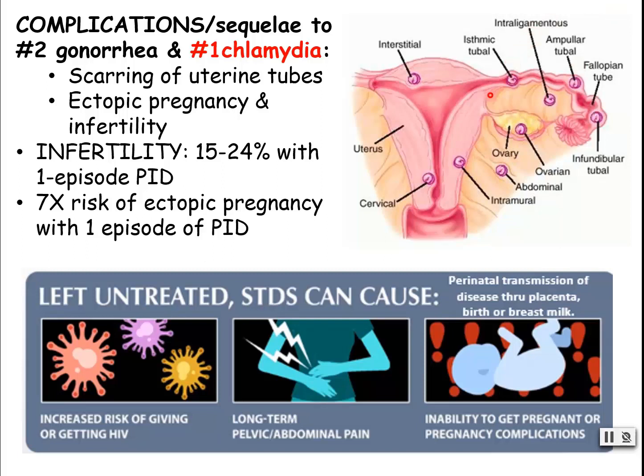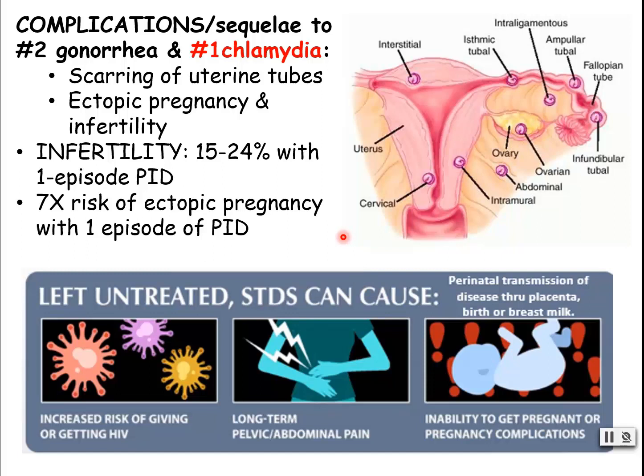you get infertility. It is estimated that 6 million women in the United States have impaired fertility, mainly due to the fact that STIs are often asymptomatic. So number 1 is going to be chlamydia, number 2 is gonorrhea. If you have an incidence of pelvic inflammatory disease, 15 to 24% of the people that have them are rendered infertile. It increases the risk 7 times more of that ectopic pregnancy just with one pelvic inflammatory disease. So left untreated, like I said, we get that inability to get pregnant or pregnancy complications.